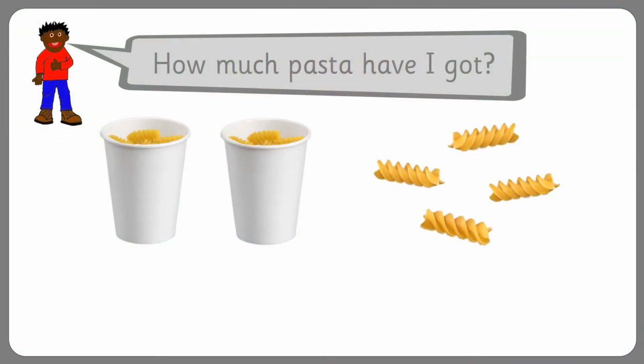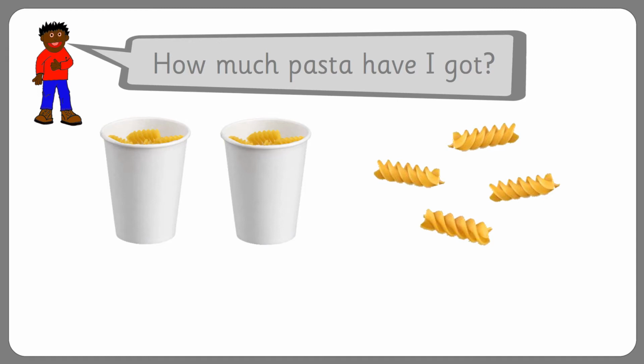Now that we've got all of our pasta arranged into groups of 10, I'm going to use this to represent some numbers. So I've made a number here. Can you work out what number I am showing? So I've got 2 cups, and remember, our cups have got 10 pieces of pasta in, and then I've got some other bits of pasta on their own.